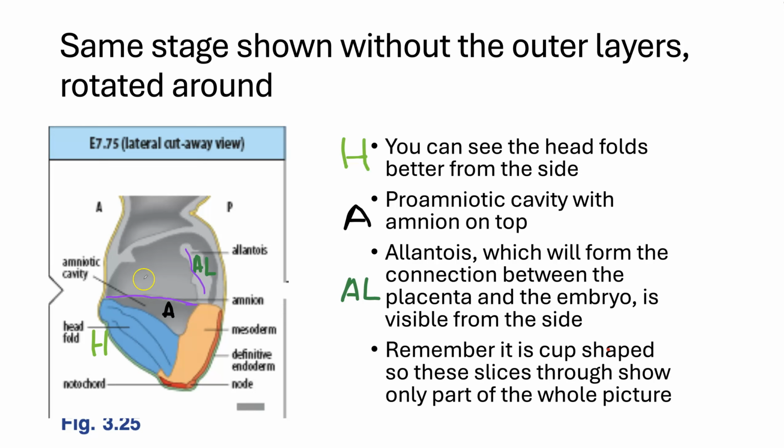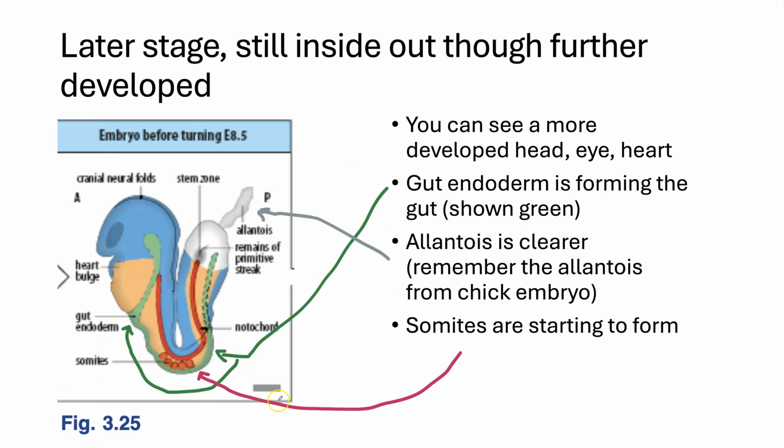I know that it can be hard to figure this out, but just remember that it's a cup. It's a three-dimensional structure, and we're just slicing through it on a slightly different angle. And this is just helpful for you to see a different view so you can understand a little bit about the three-dimensional structure.